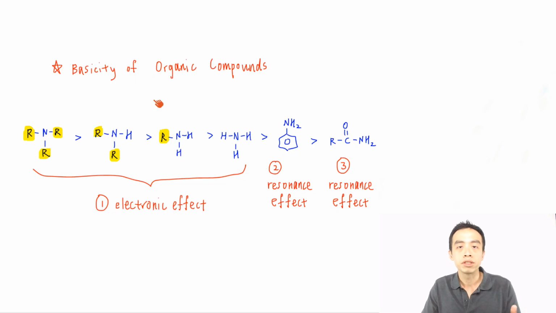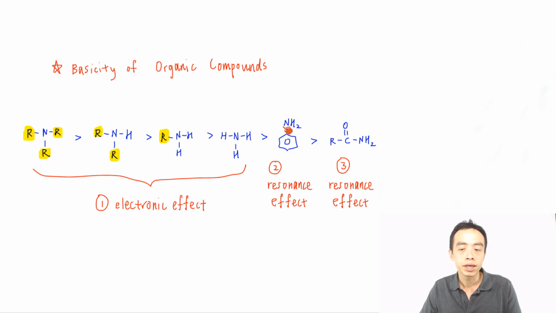Now the trend that we have is basically here. What we notice is our tertiary amine is the most basic functional group as compared to a secondary amine, a primary amine, and then followed by my ammonia. You will notice the number of R groups actually affects the basicity. This is explained using our electronic effect, which is related to the number of donating or withdrawing groups attached to my functional group, and so therefore it affects the reactivity of that functional group.